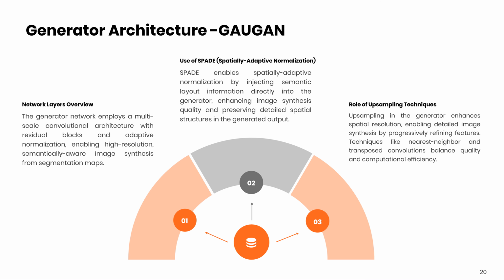When combined with feature matching losses or perceptual losses computed on VGG-like networks, the generator is nudged toward producing images whose intermediate representations resemble real ones, not just fooling the discriminator.